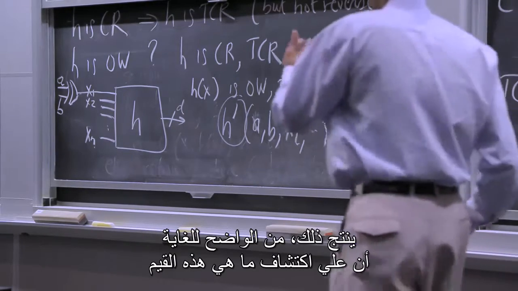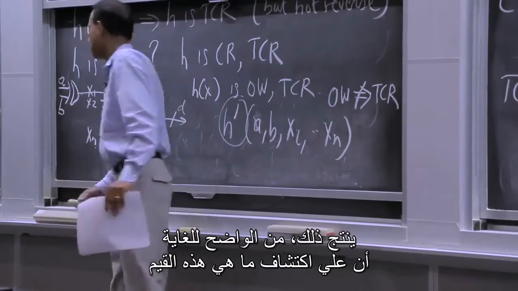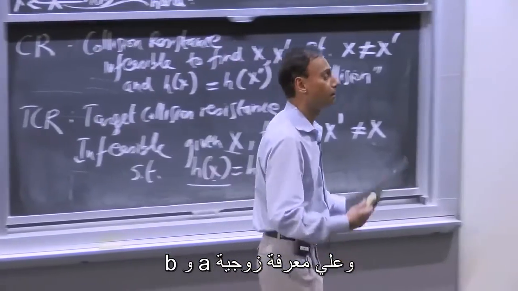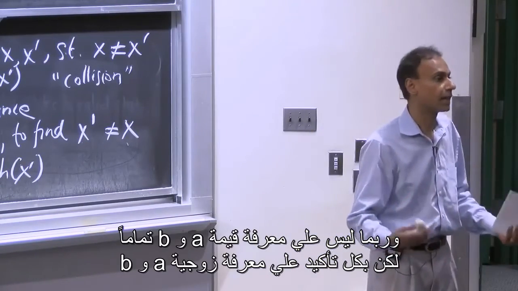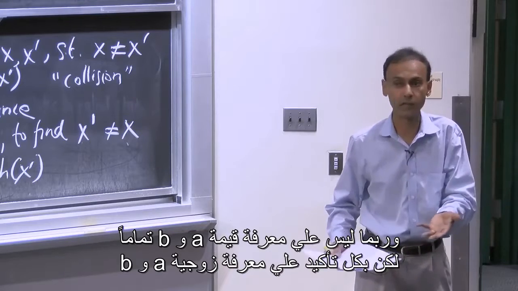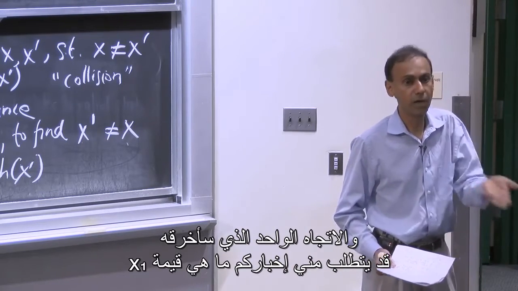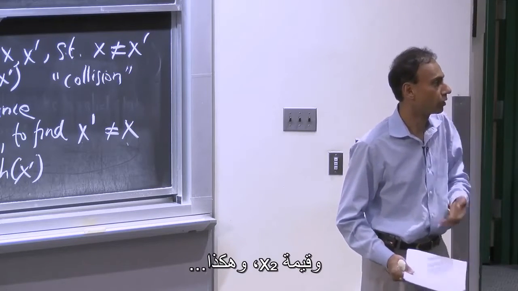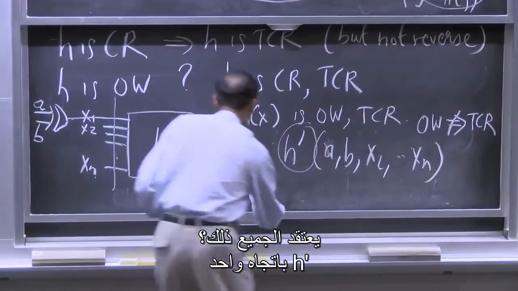something that produces that, it is pretty clear that I need to figure out what these values are. And I need to know what the parity of A and B is. Maybe I don't need to know exactly what A and B are, but I absolutely need to know the parity of A and B, because that's x1, and the one-way break would require me to tell you the value of x1, and the value of x2, and so on and so forth. So it's pretty clear that h prime is one way, right? Everybody buy that? H prime is one way.